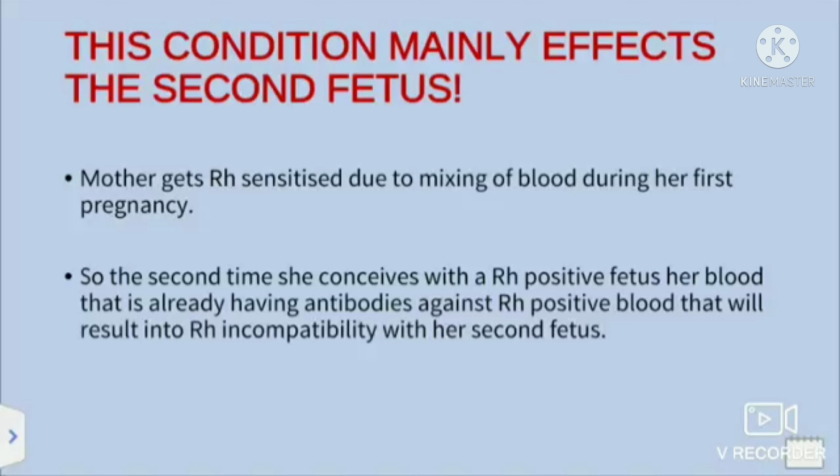Mother gets RH sensitized due to the mixing of blood during her first pregnancy. So the second time she conceives with an RH positive fetus, her blood that already has antibodies against RH positive blood will result in RH incompatibility with her second fetus.